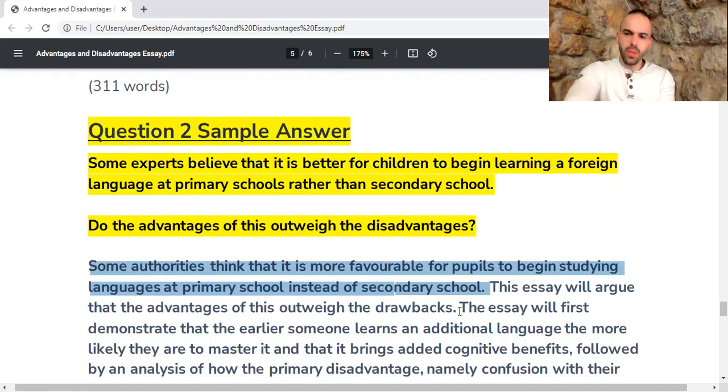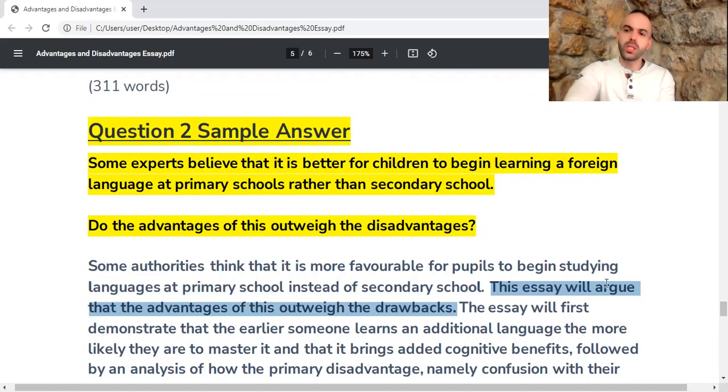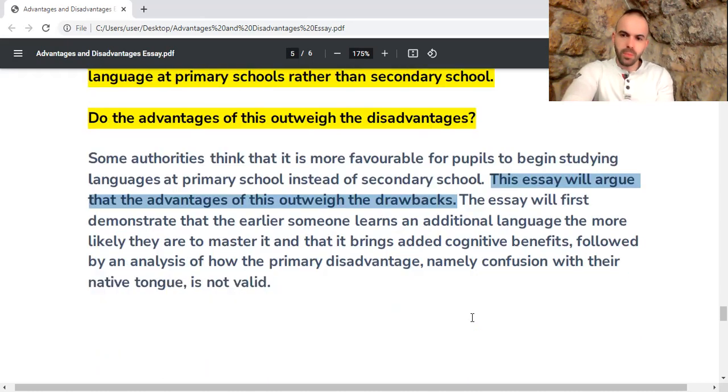Now let's focus on the second sentence, which is the thesis statement. As you can see, he's asking, do this outweigh this? So you have to include your opinion. Okay, so try to go back to the beginning of the video to understand what I'm talking about right now. Just try to check structure 2 for this specific question type of IELTS advantages and disadvantages essays, where you have to include the thesis statement. You need to include your opinion. So it says this essay will argue that the advantages of this outweigh the drawbacks. The drawbacks means disadvantages.